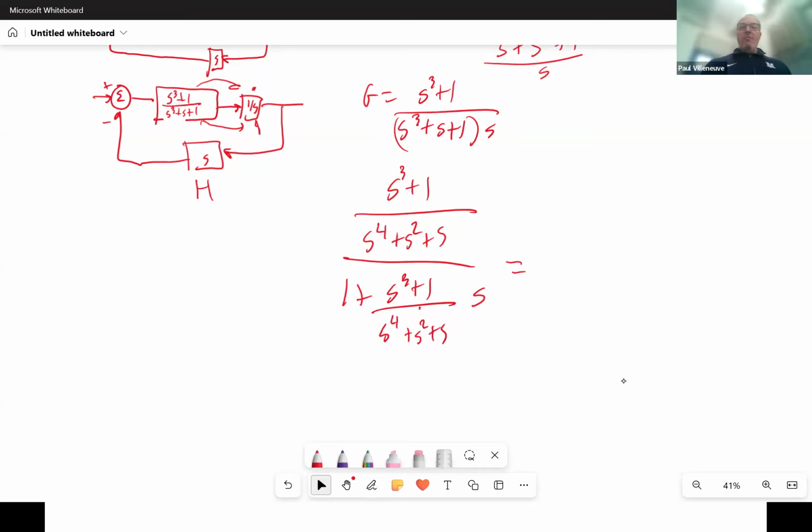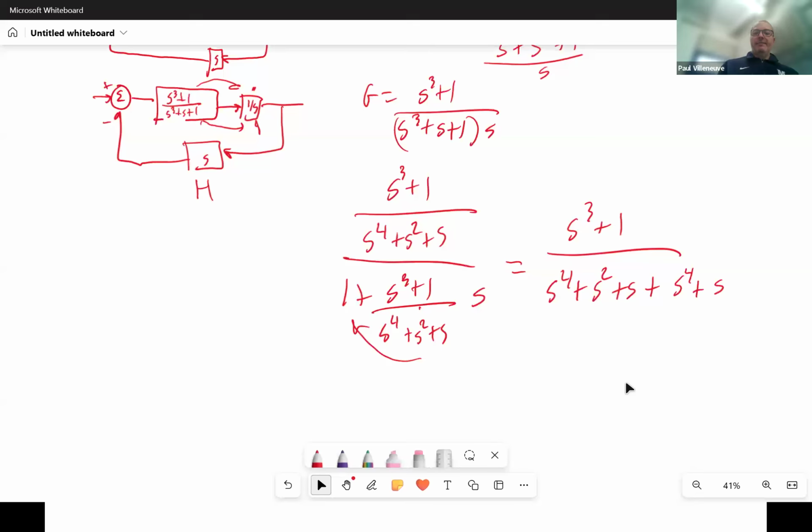So now when I invert and multiply and combine, I have S cubed plus 1 all over S to the 4th plus S squared plus S to the 4th plus S. So I move those up over there and then I invert and multiply. And that's my final transfer function here.